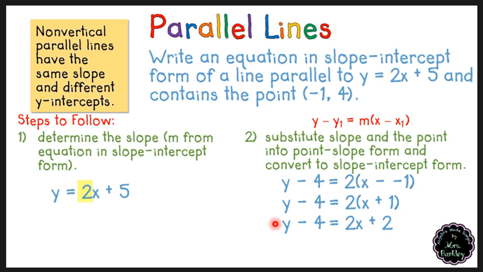To get our equation in slope-intercept form, we need to have y by itself. So we would add 4 to both sides and have the equation y equals 2x plus 6. So this would be an equation of a line that is parallel to y equals 2x plus 5. We can recognize that our slopes are the same, and our y-intercept of this new line that goes through -1, 4 has a y-intercept of 6, as opposed to this line that had a y-intercept of 5.